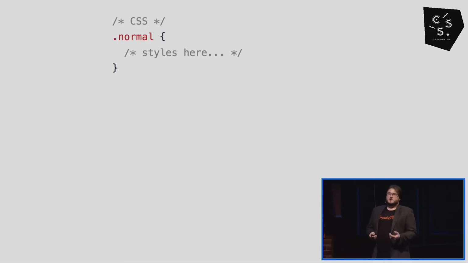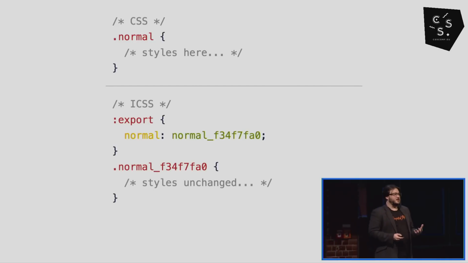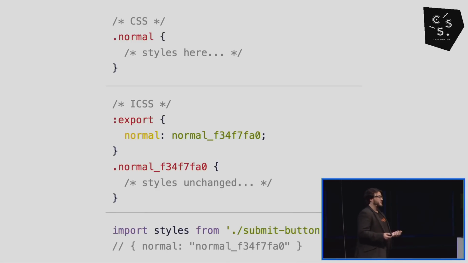What happens in CSS modules is it compiles to this ICSS. It extracts an export statement, and it rewrites the selector. And this is a really low-level approach that could be used for a whole lot of things to change the way CSS works. So here, the selector becomes normal and then a unique hash. And the export statement says, what you think normal is actually this. And then you can import it into your JavaScript, and you get the mapping from normal to the hash.